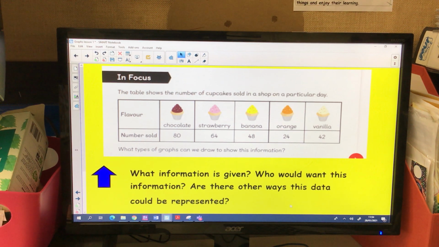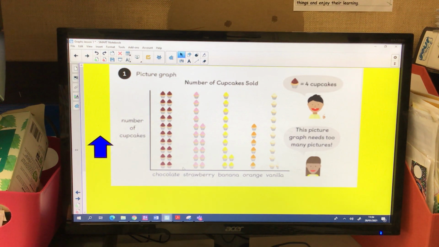Are there any other ways this data could be represented? Well, this table is quite a clear way. But we could represent this information in some different ways, and that's what we're going to look at now. So it could be represented in a picture graph, sometimes called a pictogram. And you can see here at the side we've got the number of cakes, and along the bottom we've got the type of cakes.